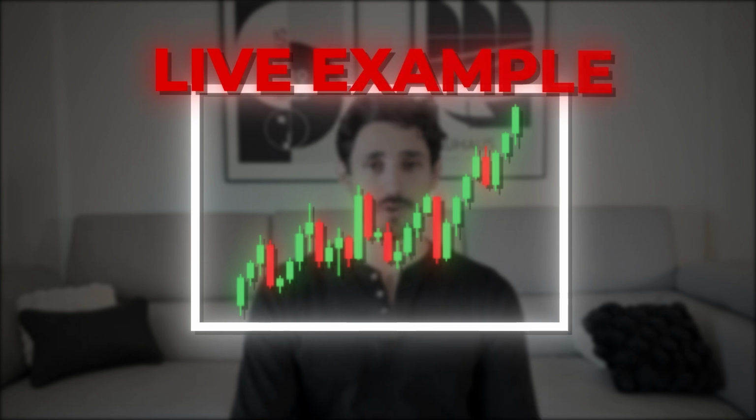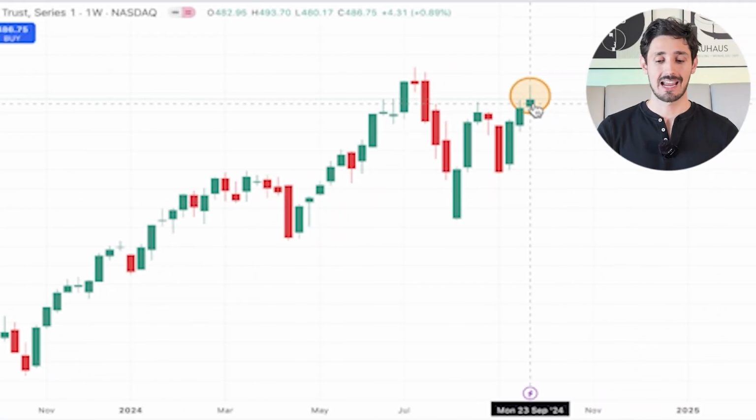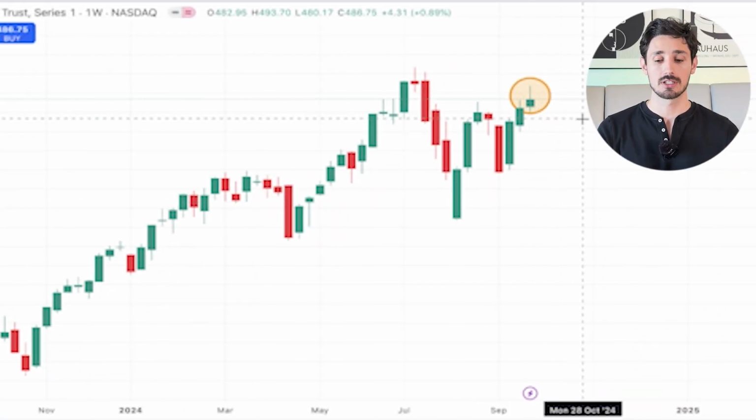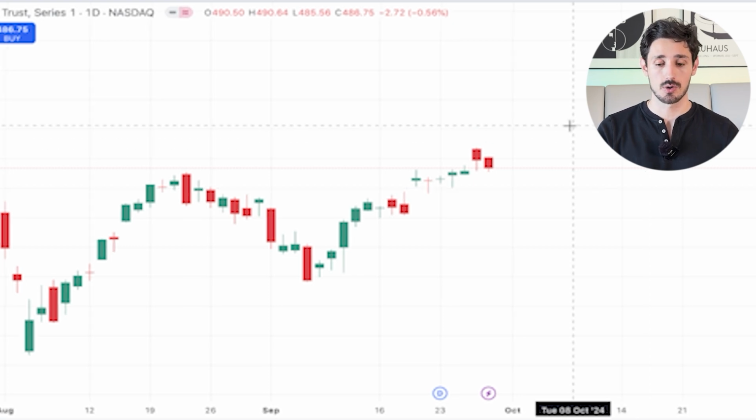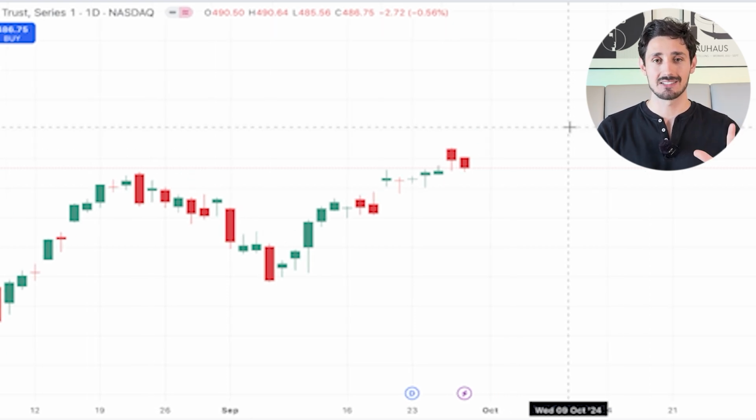Let's look at a live example so you can understand this even further. Let's go ahead and look at the QQQ, which is the tracking ETF for the NASDAQ. Let's say we're looking at this candlestick right here, and we are on the weekly chart, which means this one candlestick represents 1 week worth of time. Well, let's say we go to the daily chart, and we know that there are 5 trading days in 1 week when it comes to the QQQ, because it trades in the US stock market, and Saturday and Sunday, the markets are closed. So the last 5 daily candlesticks is going to represent 1 weekly candlestick.